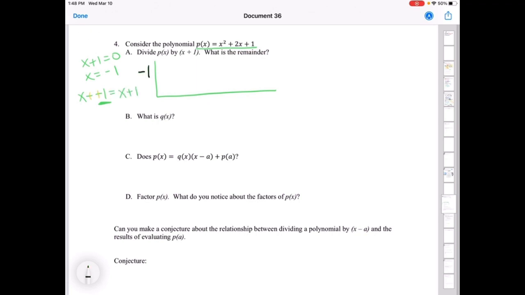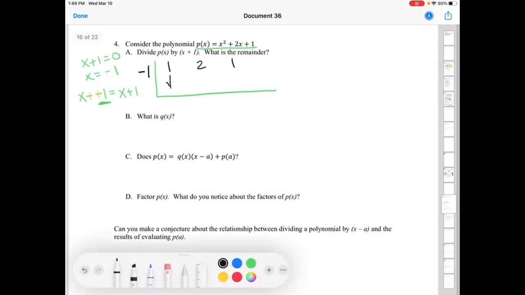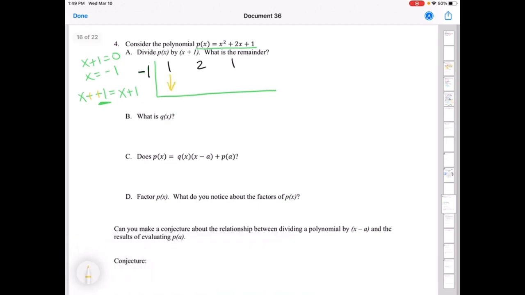I'm going to input my coefficients for my polynomial, so I get 1, 2, and 1. I'm going to use yellow to bring this first coefficient down. I'm going to multiply by k. 1 times negative 1 is negative 1. I'm going to add 2 and negative 1 just to get a positive 1. And if I multiply negative 1 and 1, I get another negative 1. And here we're going to see that we have 0 remainder.